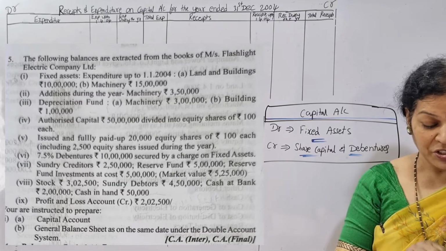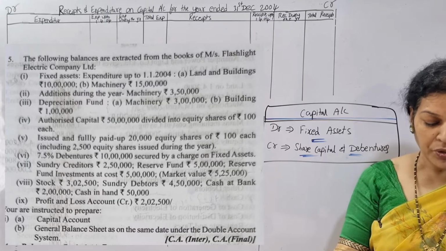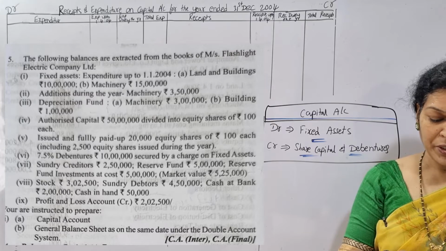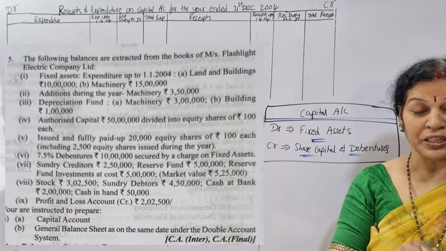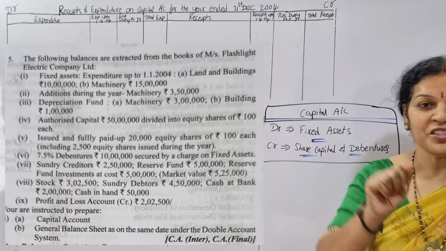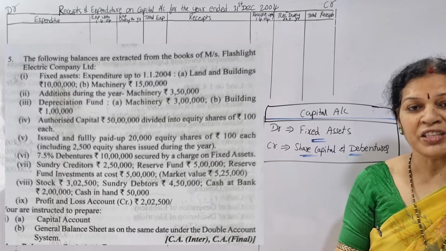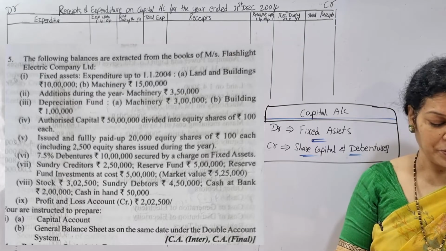Authorized we don't touch. Next point you see, for the fifth point: issued and fully paid 20,000 equity shares of 100 each. Now issued is here, 20,000 equity shares we are issuing. This is required. Authorized is 50,000, but how much are they issuing? 20,000 only, issuing 100 rupees each.